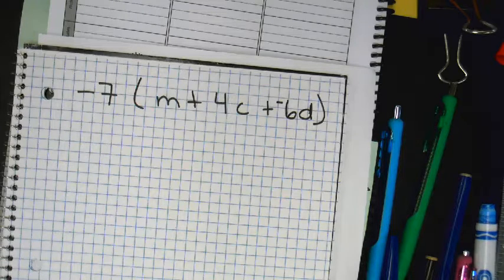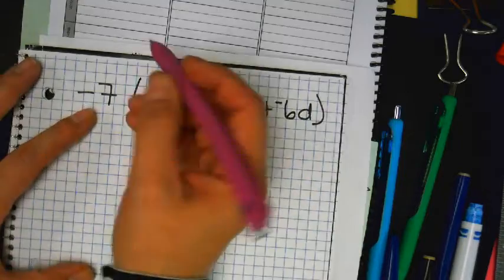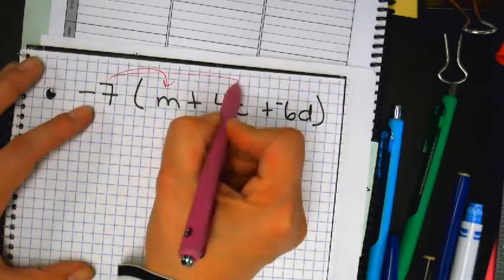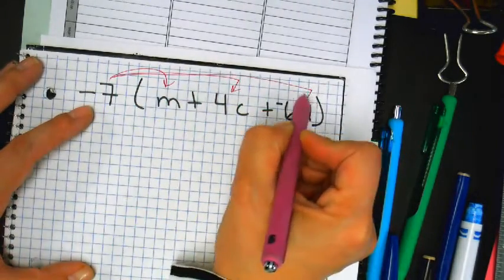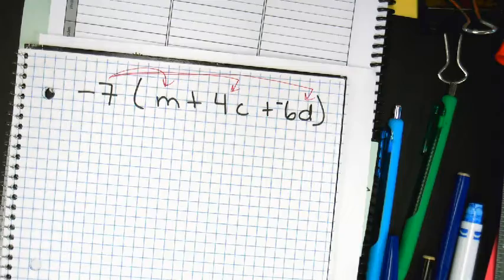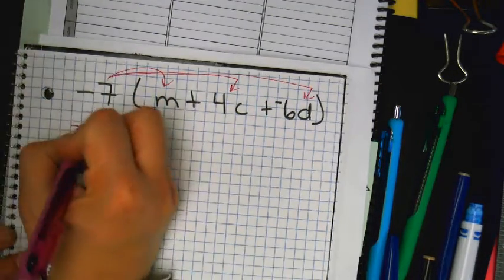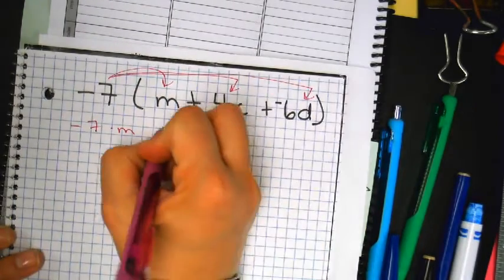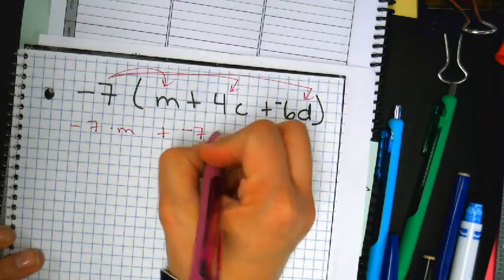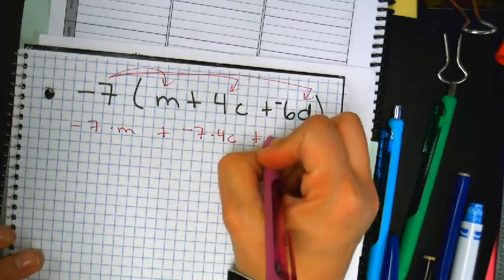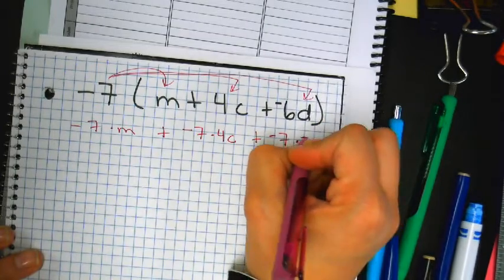So whatever is outside the parentheses is what you're going to give everyone that's inside. And this is a big group of trick-or-treaters, right? Sometimes it's just you and a friend. Sometimes it's like 4 of you or 3 of you. You all get candy. Negative 7 times m plus negative 7 times 4c plus negative 7 times negative 6d.